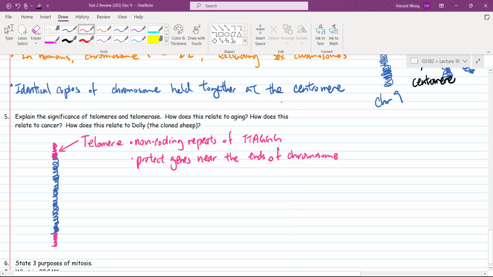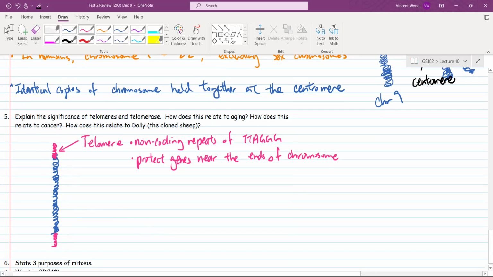Right. Earlier we talked about how every time you copy your DNA, you lose a little bit of telomeres, right? So you're gonna chop, chop, chop, chop, chop like that, and eventually it's gonna be too short, right? And you start eating into the genes, right? So we don't want to eat into the genes. That's why the telomeres are there, right? It protects them.